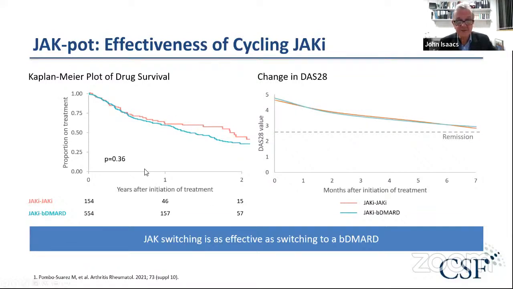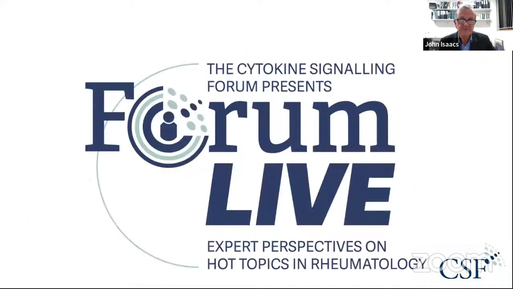But this JAK-pot study, here you can see patients who have switched from a JAK to a biologic DMARD in green and from a JAK inhibitor to a JAK inhibitor in orange. And actually, if anything, there's slightly better drug survival with the JAK to JAK switching, although statistically there's no difference here. And similarly, the change in DAS28 shows no difference. So perhaps a little bit counterintuitive that you can switch from JAK to JAK and see as good an outcome as switching to a completely different class of drug. And we'll come back to that in the discussion.